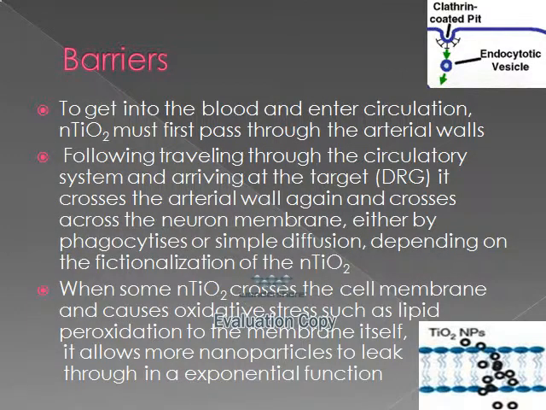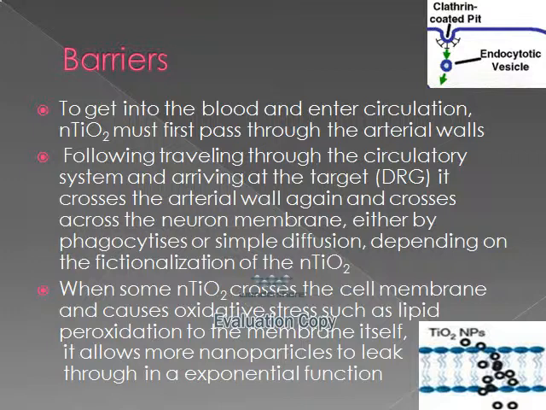To get into the blood and enter circulation, titanium dioxide must first pass through the arterial walls. Following travel through the circulatory system and arriving at the target, it must cross back out through the arterial wall again and cross into the neuron membrane, which can occur either by phagocytosis or simple diffusion, depending on the functionalization of the nanoparticle.